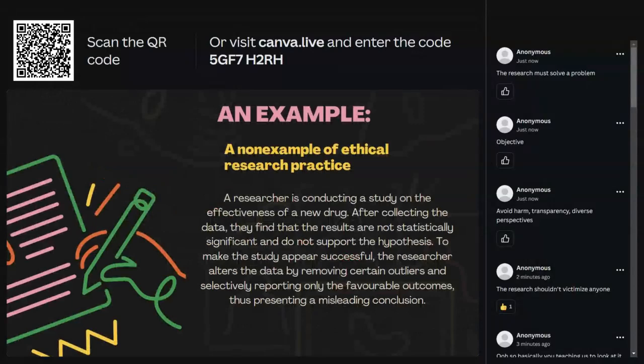To make sense of this, I have put an example together for you. So let's look at my particular example and you'll give me a sense if you're understanding what I wanted to clarify this evening. So a non-example of ethical research practice in my perspective is as follows. A researcher is conducting a study on the effectiveness of a new drug. After collecting the data, they find that the results are not statistically significant and do not support the hypothesis. To make the study appear successful, the researcher alters the data by removing certain outliers and selectively reporting only the favorable outcomes, thus presenting a misleading conclusion.